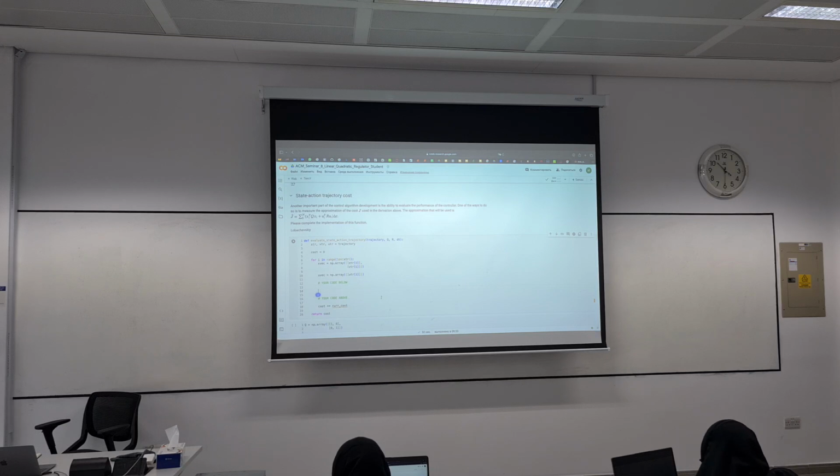You are completing the code for the state action trajectory quadratic cost.